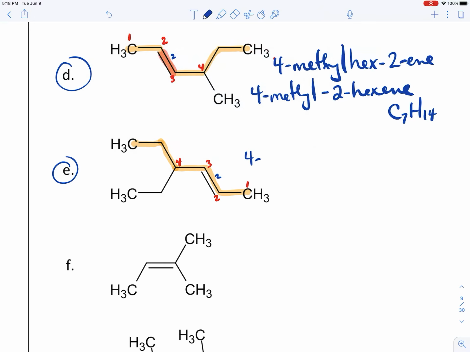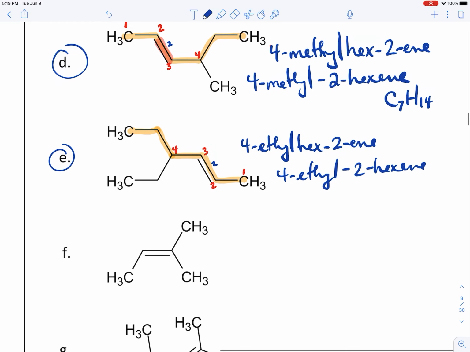So this will be 4-ethyl, and then hex-2-ene. Or if you like the American system, 4-ethyl 2-hexene. Now keep in mind that in my class, I want you to use the IUPAC way of naming things, not the American system. Having said that, if I give you an American name, if I said 4-ethyl 2-hexene, I'd expect you to be able to interpret that. But if I ask you to name a molecule in my class, I'd like you to use the IUPAC nomenclature system.